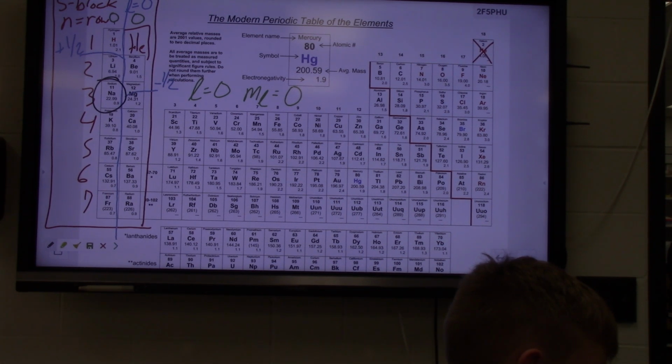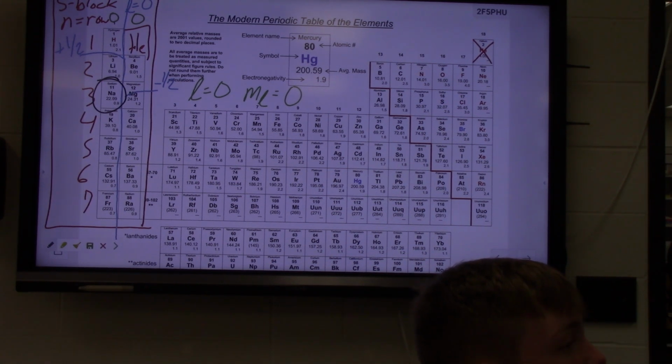Did I expect you to walk out here knowing how to do this? No, I'm just trying to expose you to it and give you an idea of what's going on. Because you can also do the reverse of this. I can actually ask you for an element and give you 4 quantum numbers.